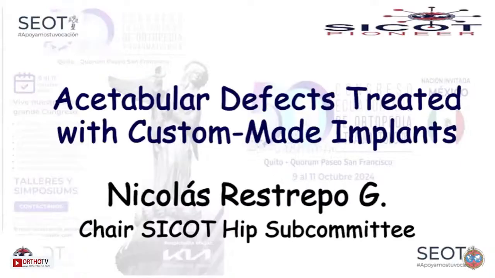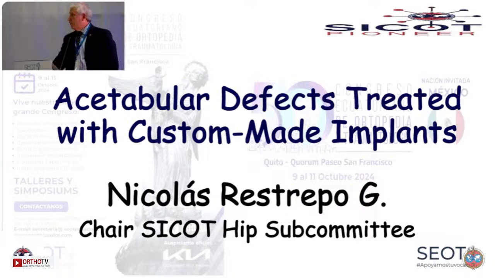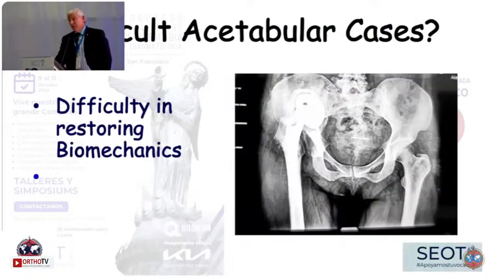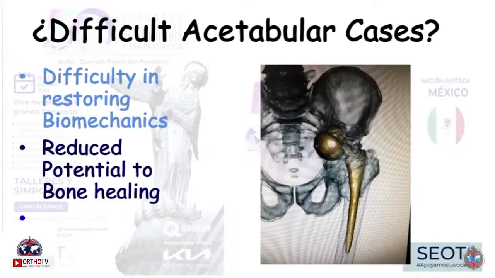Thank you. We're going to talk about acetabular defects treated with custom-made implants. Marco gave a good opening and introduction about difficult acetabular cases. But what makes an acetabular case so difficult? Probably the difficulty of restoring the biomechanics, and in this case, it's difficult to get a good center of rotation. Almost every difficult acetabular case has a reduced potential for bone healing. We have bad bone, we're dealing with sclerotic bone.